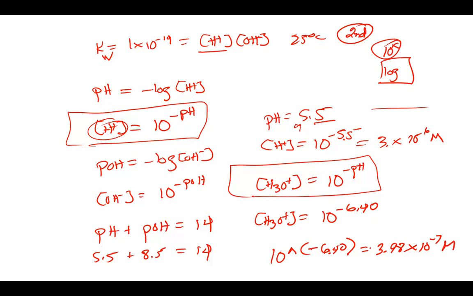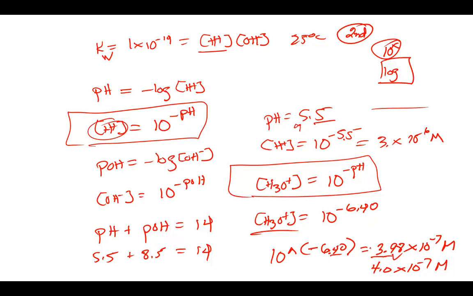Now, how many significant figures should I have? This has 2 beyond the decimal, so I should have 2 here. This 8 is 5 or greater, so round up. My final answer should be 4.0 times 10 to the negative 7th molar. That would be the hydronium ion concentration.